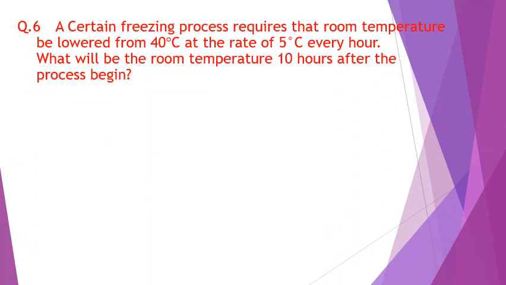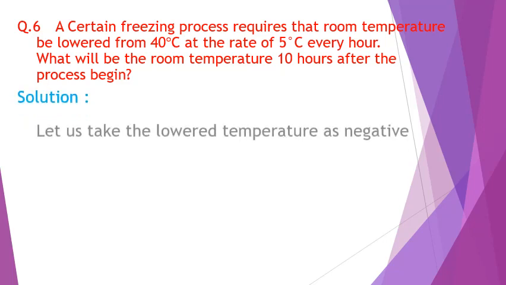Next question number 6. A certain process requires that room temperature be lowered from 40 degrees Celsius at the rate of 5 degrees Celsius every hour. What will be the room temperature 10 hours after the process begins? Now the present room temperature is 40 degrees Celsius, and every 1 hour it comes down by 5 degrees Celsius. Likewise, after 10 hours, what will be our room temperature?